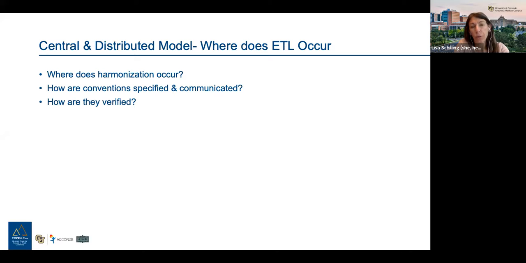Because they have to make sure that they're getting the right data from their source to actually be able to submit it. A distributed model relies on everybody transforming their data locally, and they would need to follow the outlined conventions that are specified and communicated. And this may be written documentation. There may be data quality checks and reviews that are done. And Patrick's going to get into a little bit more about that and just how this is verified.